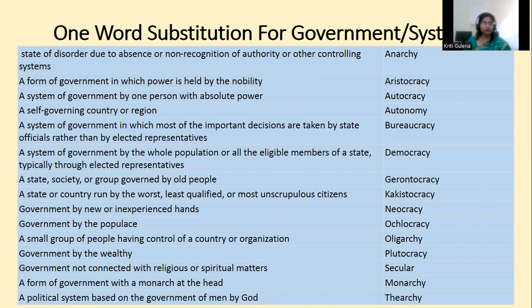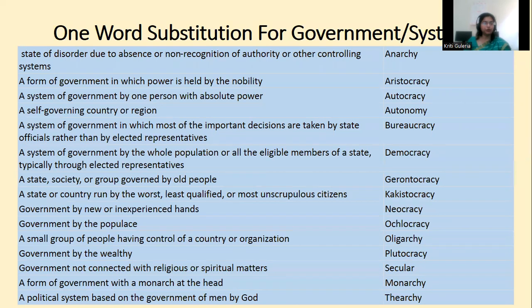A state, society, or group governed by old people: gerontocracy. Gero means old, right? So you should also be aware of the base meaning of the keywords. Next, a state or country run by the worst, least qualified, or most unscrupulous citizens: kakistocracy. Even the name sounds a little unscrupulous.